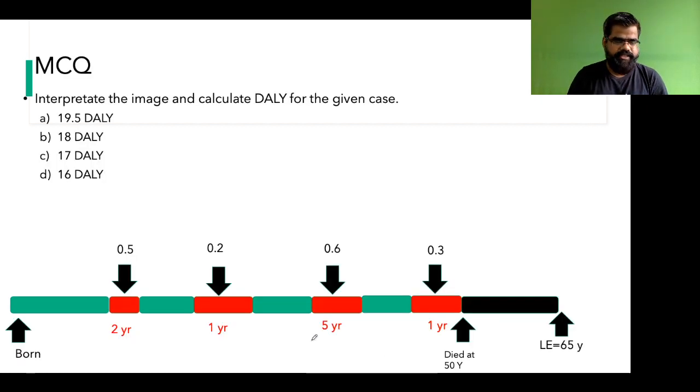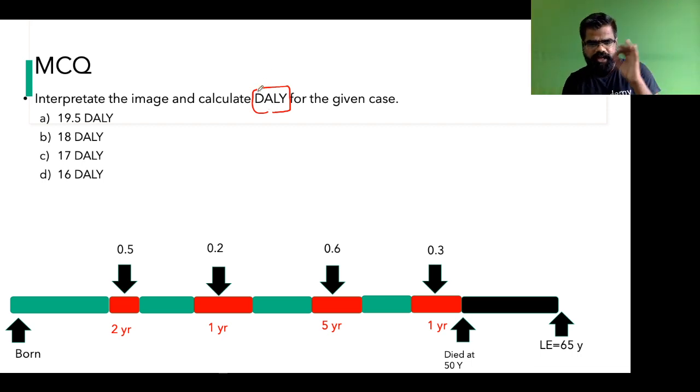Okay. Now let's take this question. Interpret the image and calculate DALY for the given case. So you have to calculate DALY on this. Is it 19.5? It is 18. It is 17 DALY. It is 16 DALY. Now this is an image-based question, and this also helps you to calculate DALY. It will also help you understand DALY in the simplest terms.